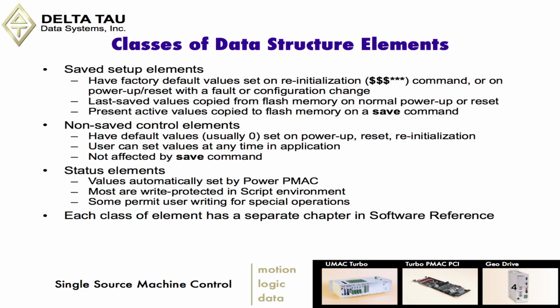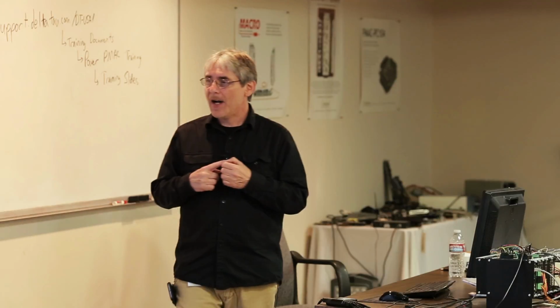For example, the position register in one of the ASICs, the actual encoder counter value, normally you wouldn't write to it, but there are ways that you can, by telling Power PMAC, okay, set this bit, now let me write to the encoder counter. I can now put my own value in the encoder counter. That's not a normal thing you would do, and some of the ASICs you can't do it at all. On some of the older ones you can. There are some special techniques that this can be done. And each class of these elements, as we saw previously, has its own chapter in the Power PMAC software reference manual.